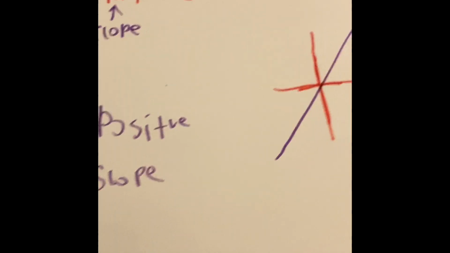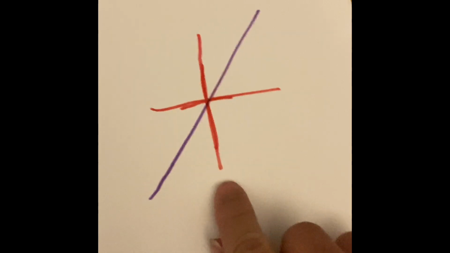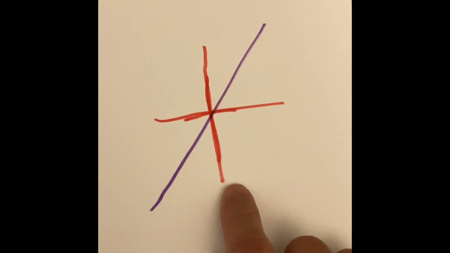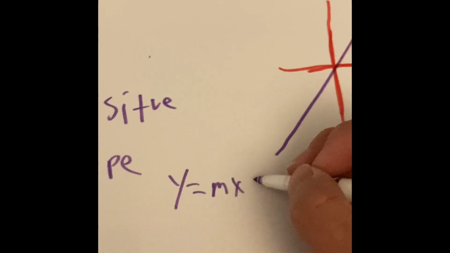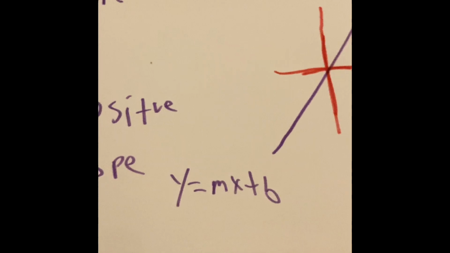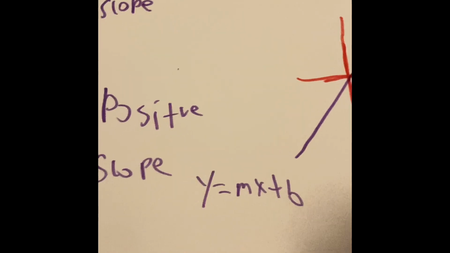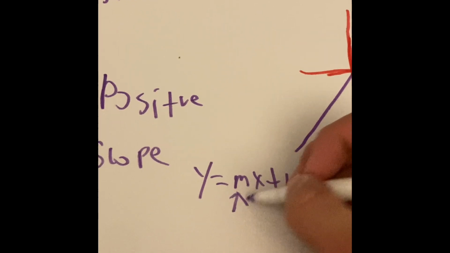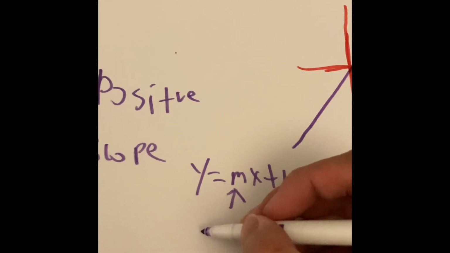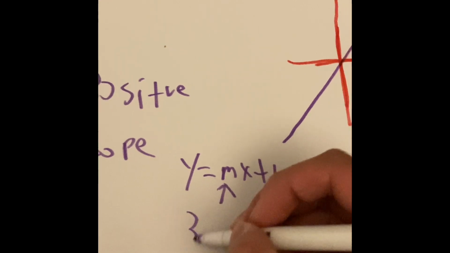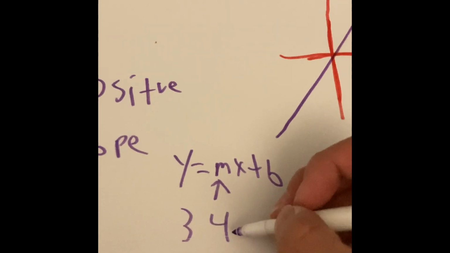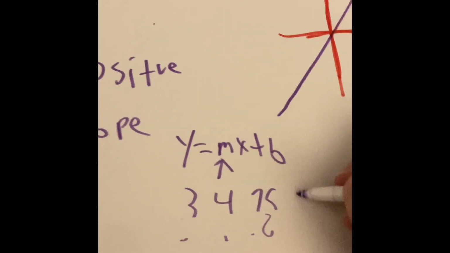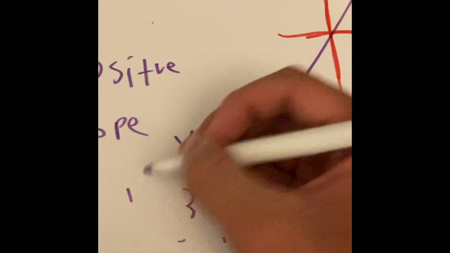Positive slopes are the most common slopes that you will see in this unit. And if you try to use the equation y equals mx plus b, what you'll notice about a positive slope is your slope, or the letter m, is always going to be a positive number, like 3, or 4, or 7, 8, 10, 1.